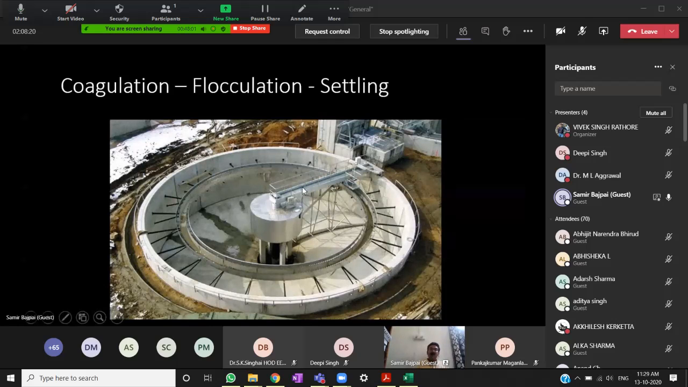Then it is brought to the central chamber, where it is mixed slowly. So that is flocculation, and after flocculation, flock generation is complete. It is taken to the outer chamber where it will settle out. Then at the outer periphery, there is a weir installed, from where it is taken out in the channel and taken out for filtration and further treatment.